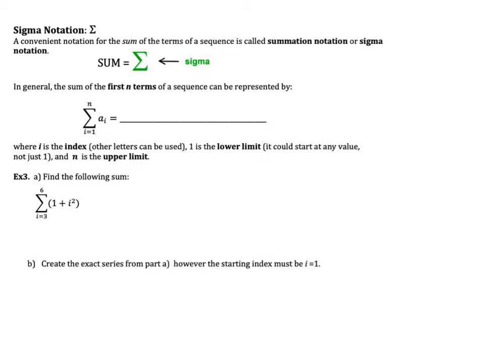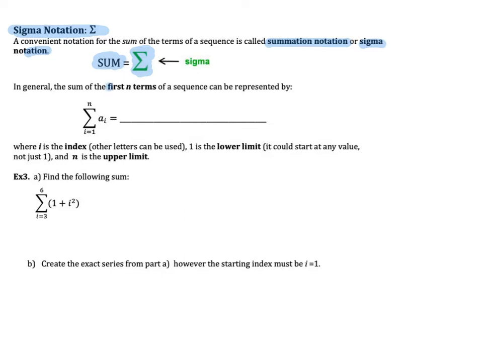Okay, our other vocabulary word, sigma notation. So we have this symbol right here. It's the Greek letter sigma. And in mathematics, it's the summation notation, or you might hear us call it the sigma notation, and it means the sum of. So you're taking the sum of a bunch of terms.